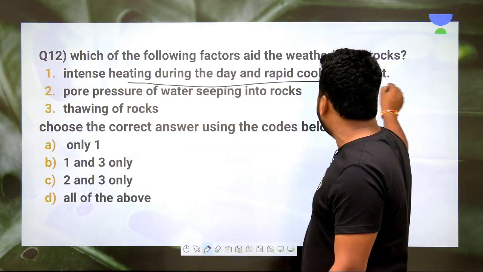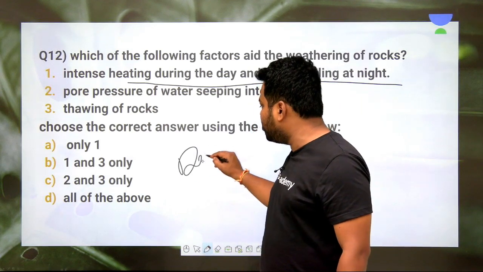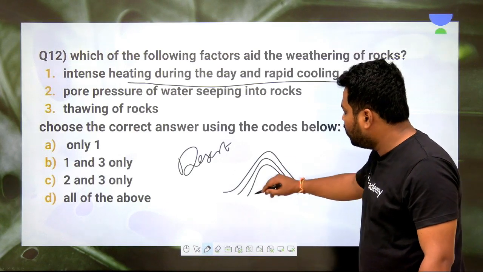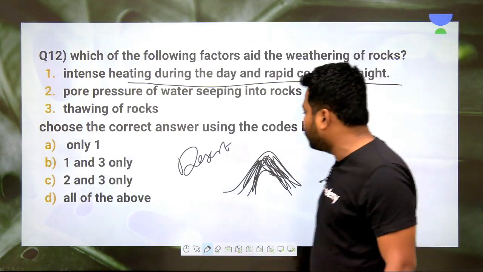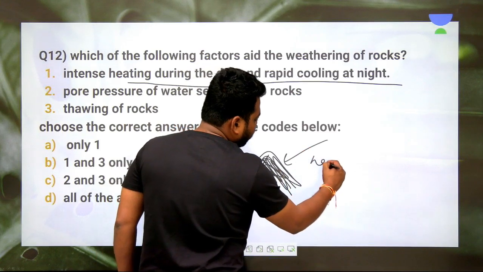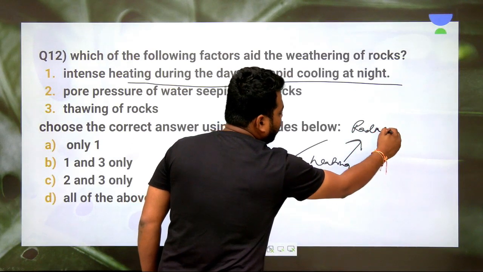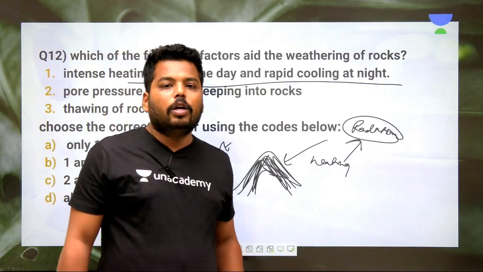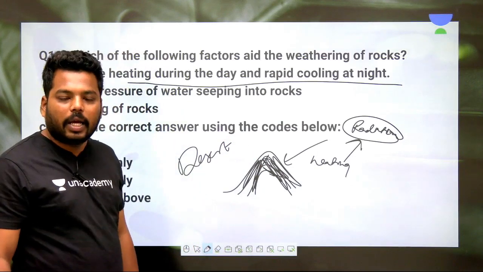Let's see what are the factors which help in weathering. Intense heating during the day and rapid cooling at night. Yes, this happens, generally in desertified regions. If you have hard rocks with stratified layers where the joints between the rocks have been broken, in the desert in the day we have intense heating and the terrestrial radiation moves back, with no trapping of heat and no greenhouse effect, because cloud formation is absent in the desertified regions.